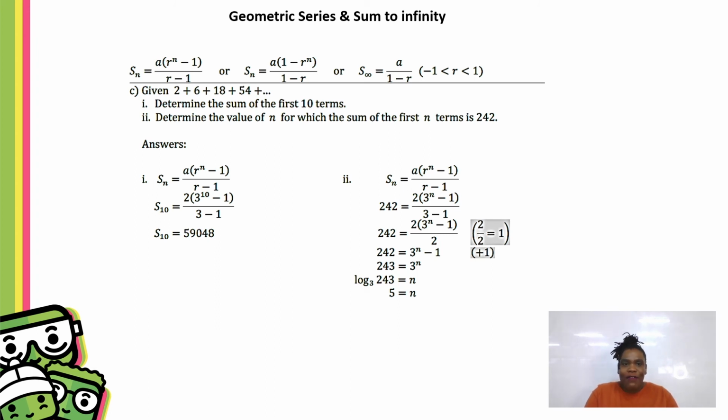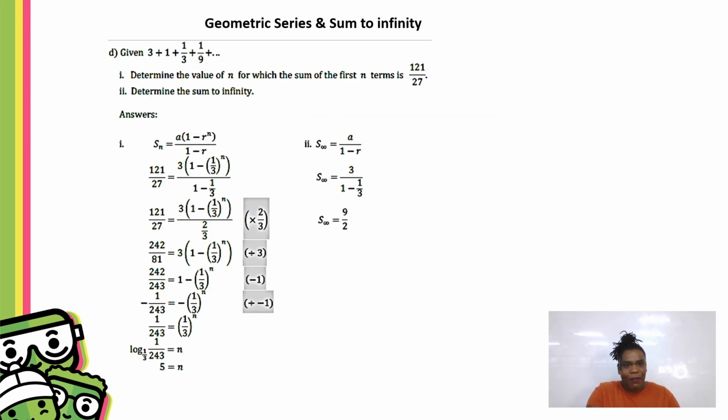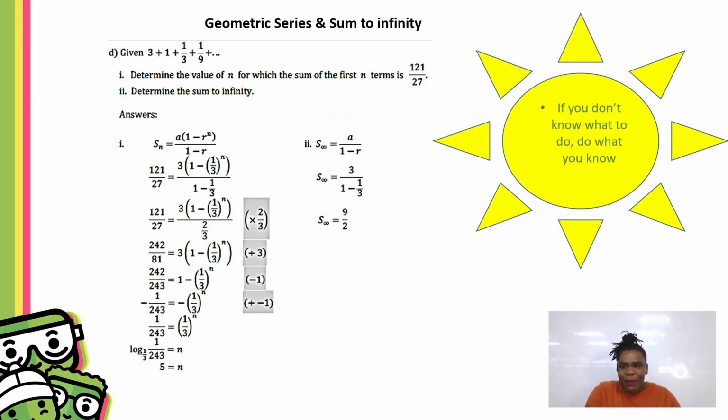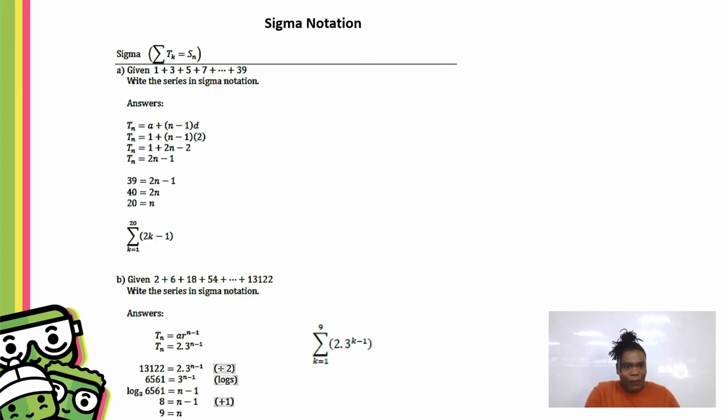And then once you have those basics, everything else will become very, very easy. Okay, and those are some examples. Again, if you don't know what to do, what you know: sigma notation, it's exactly the same thing as you would do with a normal series or a normal sequence. The only thing is now we have that symbol.